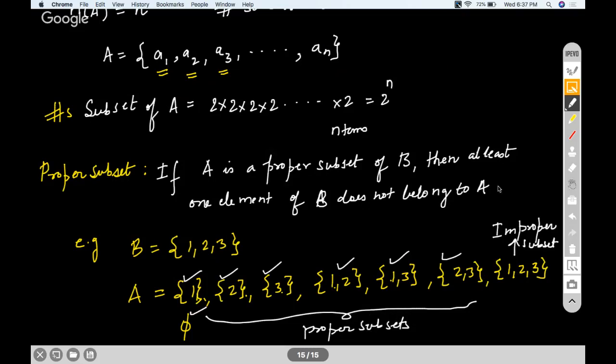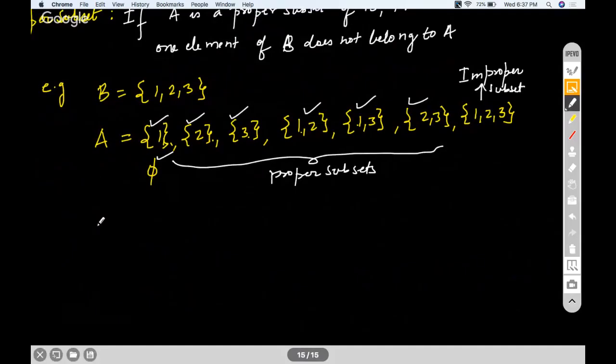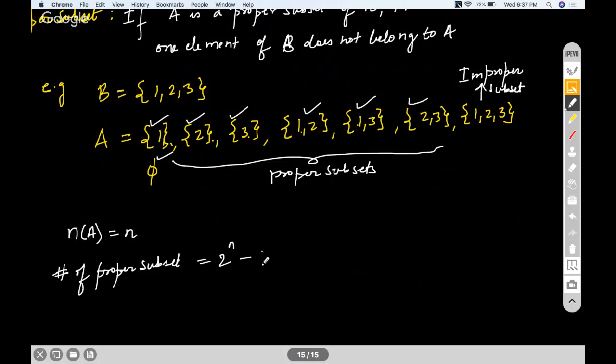Okay. So as a rule, we say that if the number of elements in a set A is n, then the number of proper subsets is equal to 2 to the power n minus 1. Is that fine?